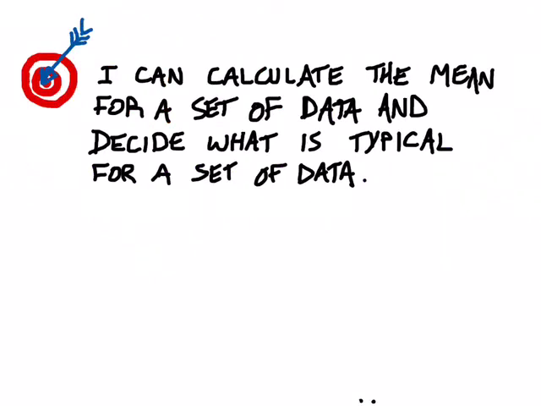Hi, this is Nat, and this is your video lesson on calculating the mean for a set of data. We're going to talk about what the mean is, how we calculate it, and then we're also going to talk about how we look at the mean, median, and mode particularly, and decide what's typical for a set of data.